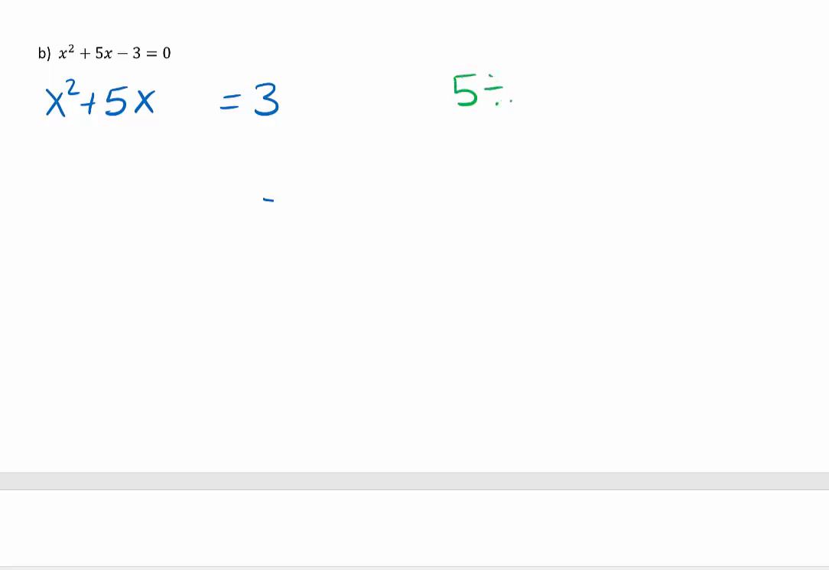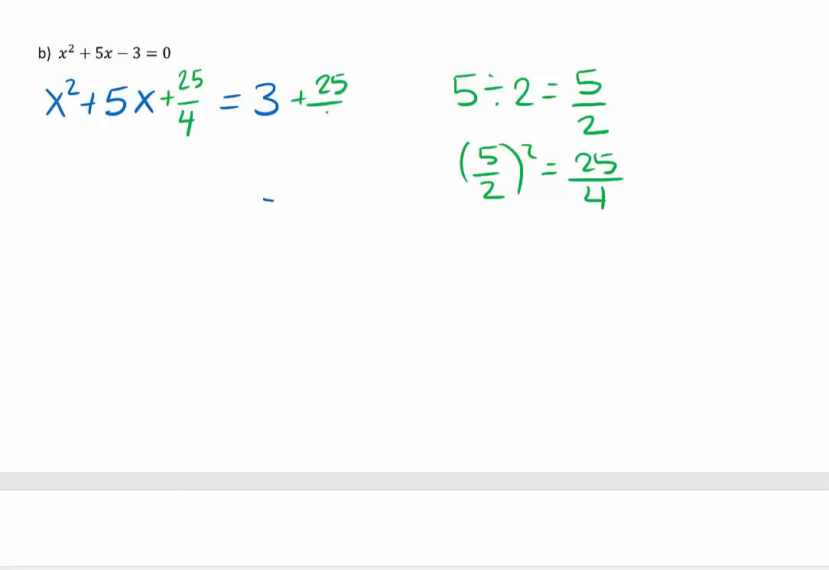So I take the number in front of the x, I divide it by 2. 5 divided by 2 is 5 halves, and then I square it. 5 squared is 25, 2 squared is 4. So to complete the square, I have to add 25 fourths, and to keep my equation balanced, I have to do that to both sides.